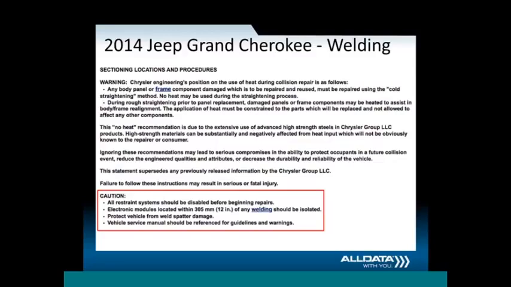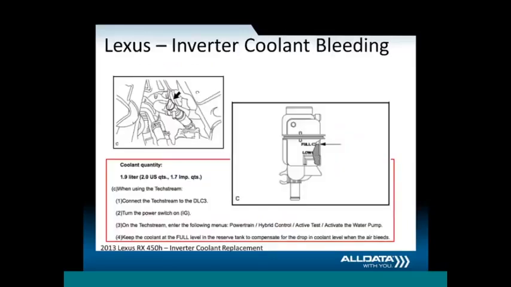Again, let's look right here, 2004 Jeep Grand Cherokee welding. You'll see at the bottom it actually says, caution, all restraint systems should be disabled before beginning repairs, and electronic modules located within 12 inches of any welding should be isolated. Again, that means they need to be removed from within 12 inches of anywhere we're welding. So not only can I use All Data to help me understand what I need to do a proper repair, I can also use All Data to help me prove or justify some of my not included operations.